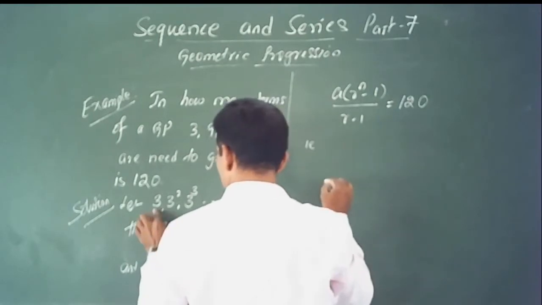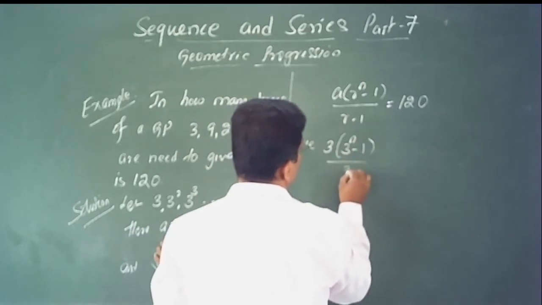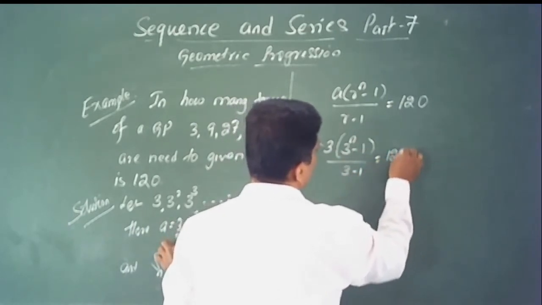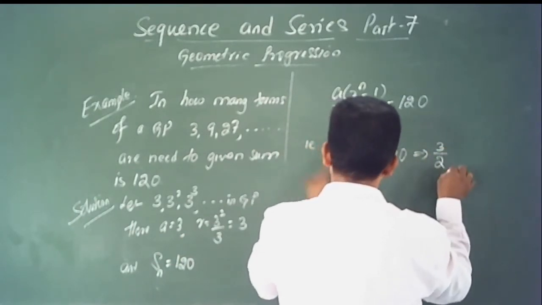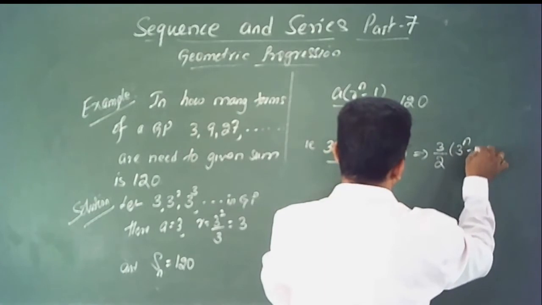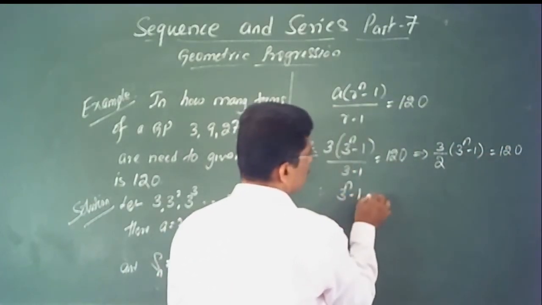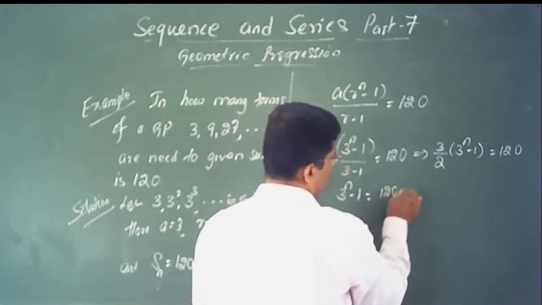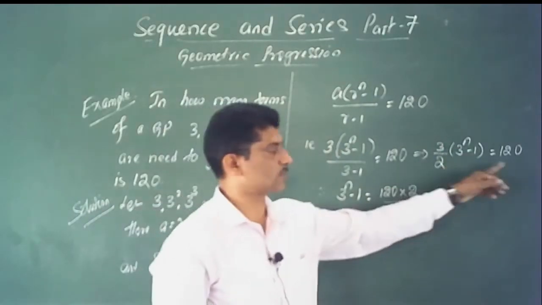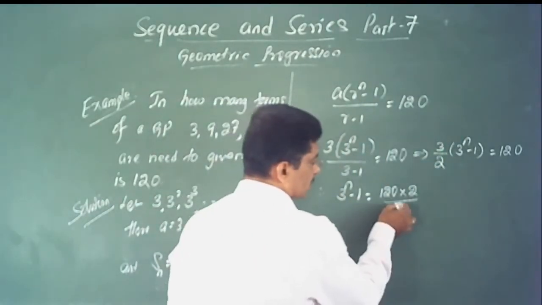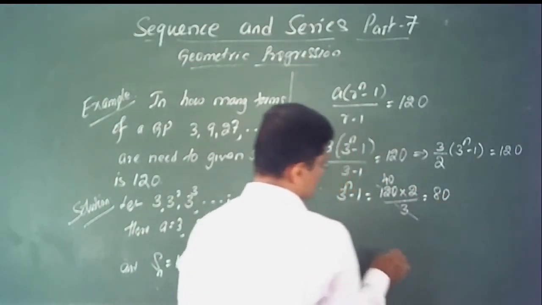That is, here substitute the value of a, means 3 times 3 raised to n minus 1 divided by 3 minus 1 is equal to 120. It means 3 divided by 2 into 3 raised to n minus 1 is equal to 120. Therefore, 3 raised to n minus 1 is equal to 120 into 2 divided by 3. Is it clear? Cross multiplication. 3 cancels from 3, 3 into 40. Its value is equal to 40 into 2, means 80.